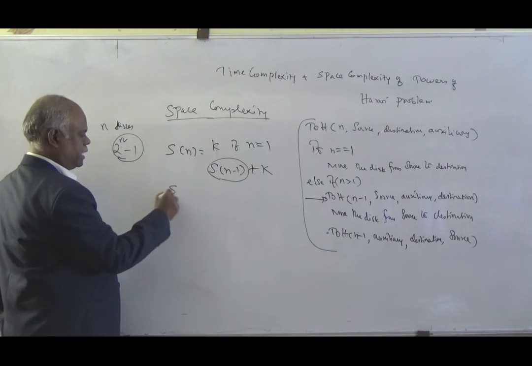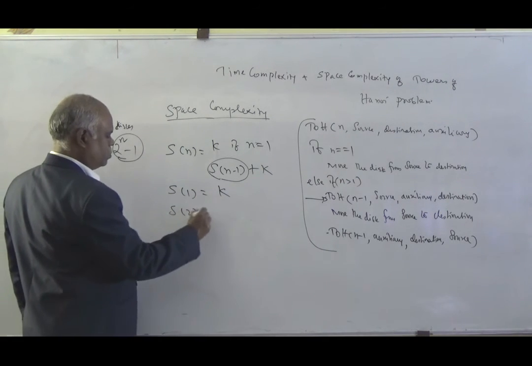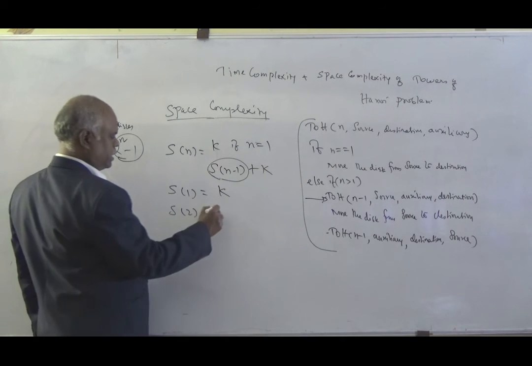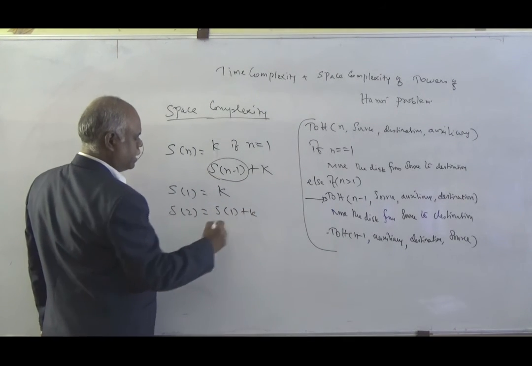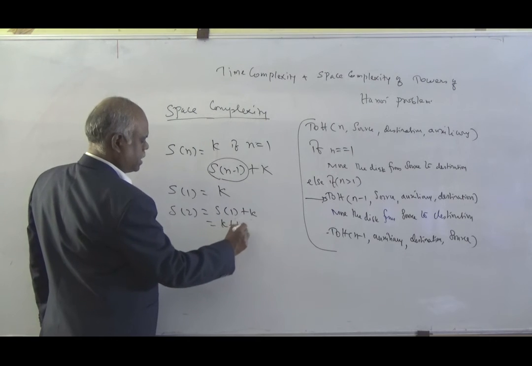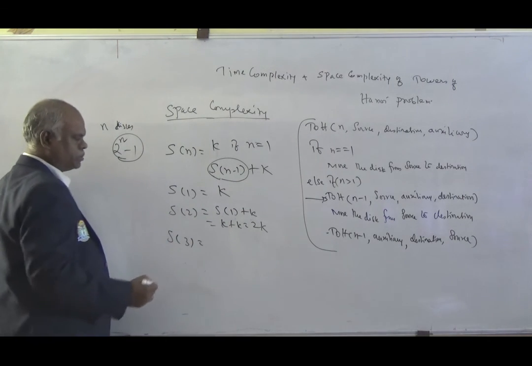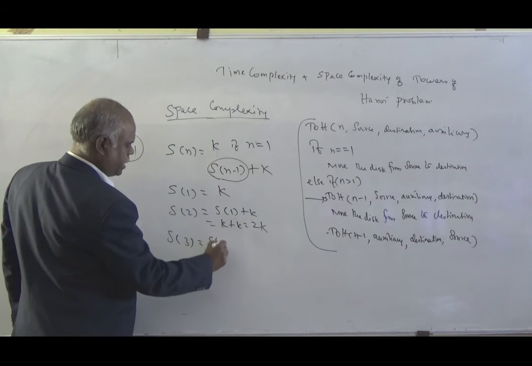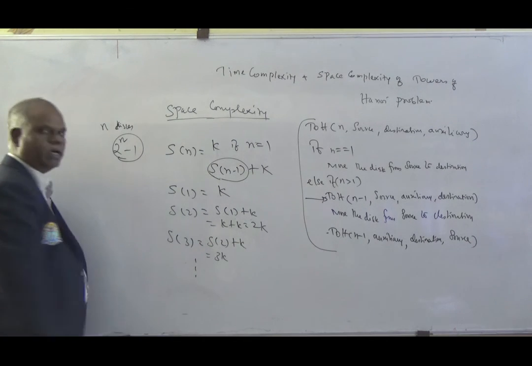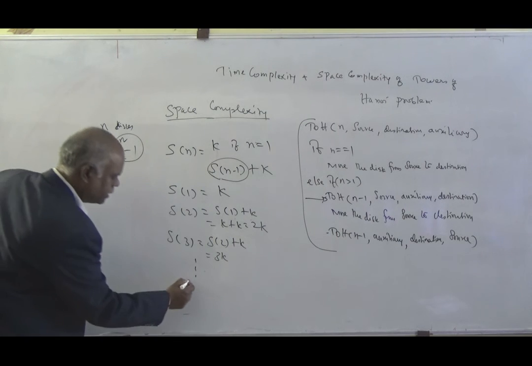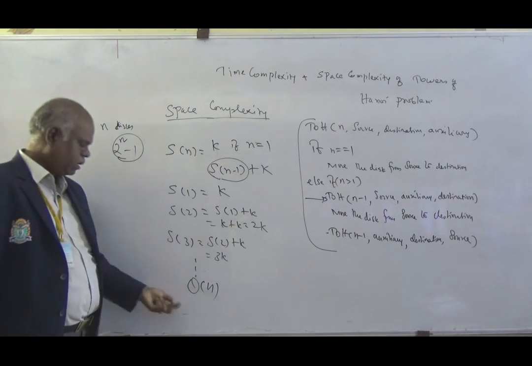So S of 1 is nothing but k, and S of 2 is S of 1 plus k, that is k plus k, that is 2k. Like that, S of 3 is S of 2 plus k, that is 3k, and so on. So what is the order actually? It is the order of n. So space complexity of towers of Hanoi is order of n.